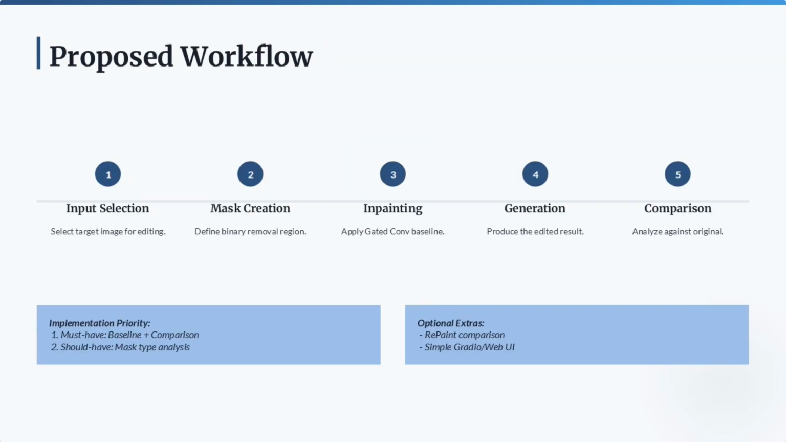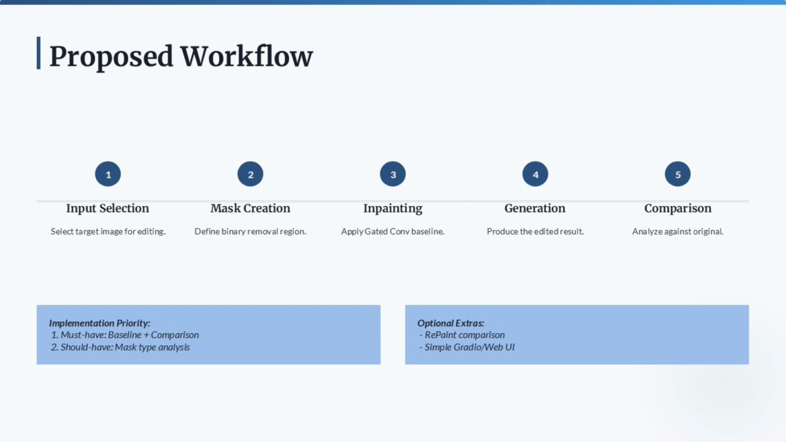For the experiment design, I will use an experiment matrix. The first factor is mask size. I will compare small, medium, and large masks. The second factor is mask shape. I will compare square, thin, and irregular masks. The third factor is scene type. I will test natural scenes, indoor scenes, and text-related scenes. The fourth factor is failure cases. I will observe difficult examples, such as faces and geometric lines.